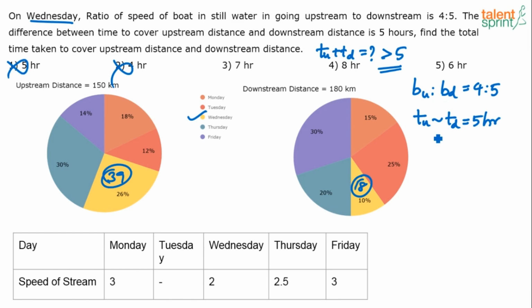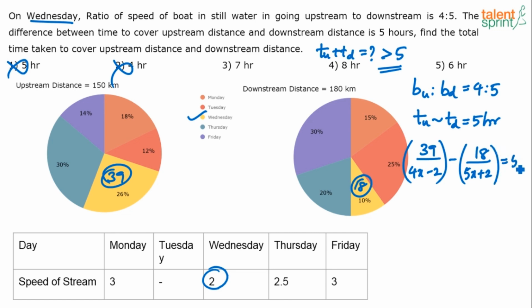So I think we need to just work with this one. Upstream 39 divided by, what is the day here? Wednesday, right? Wednesday it is given as 2. So 39 by 4x minus 2, minus, let's say, 18 by 5x plus 2, right? Downstream is the sum of the speeds. Equals 5.